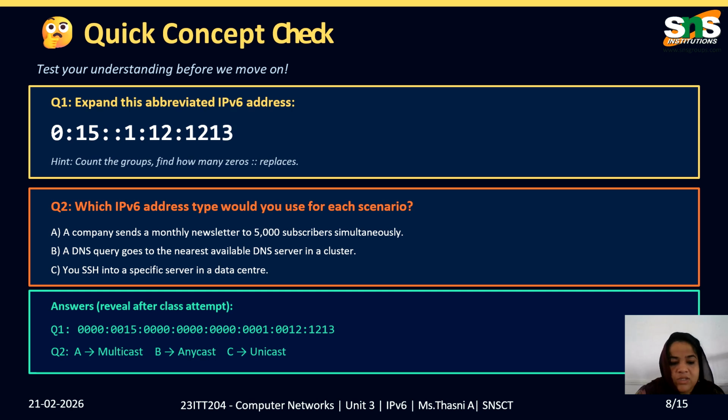Here is a quick concept check. Question 1: expand the abbreviated IPv6 address, with groups shown as 2001, 1, 12, 12, 13. Count the groups and work out how many zeros are replaced.